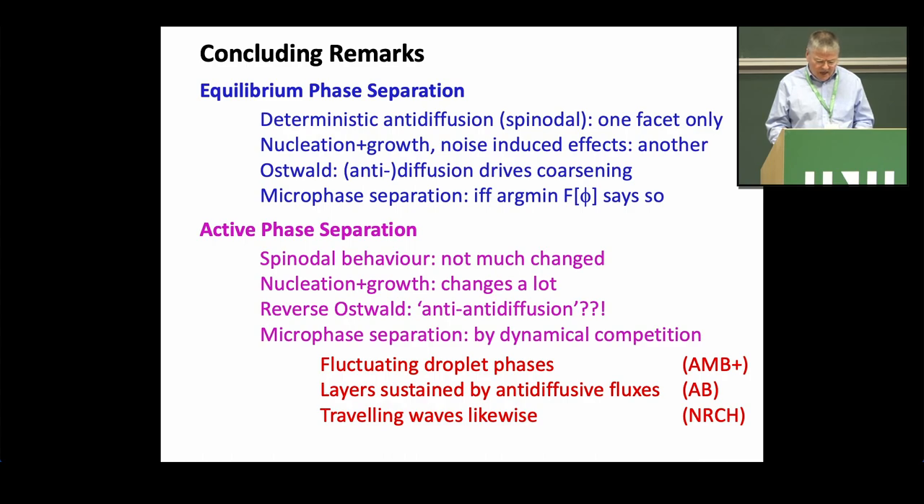Anti-diffusion? And then the point, perhaps the biggest point, is that once you have activity like this, you can get microphase separation without any inbuilt interactions that say, I want microphase separation. It's by a dynamical competition, a competition between what the active forces are trying to do and what the equilibrium forces are trying to do. So: fluctuating droplet phases in active model B+, layers sustained by a phase separation flux that is then compensated by birth and death within the layers, that's the model AB, and traveling waves in the case of the non-reciprocal Cahn-Hilliard.